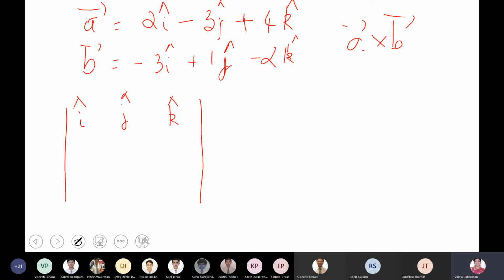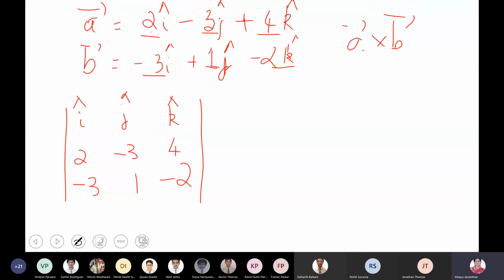Then I'll put the coefficients of A: the coefficient of I cap is 2, for J it is minus 3, and next it becomes 4. Then I'll go for the second vector. So the coefficient of I cap is minus 3, for J it is plus 1, and for K it is minus 2. I have arranged it in the determinant form. Is that clear? Right now, this much is enough for you to understand the mathematical concept. But is it clear what I have done?